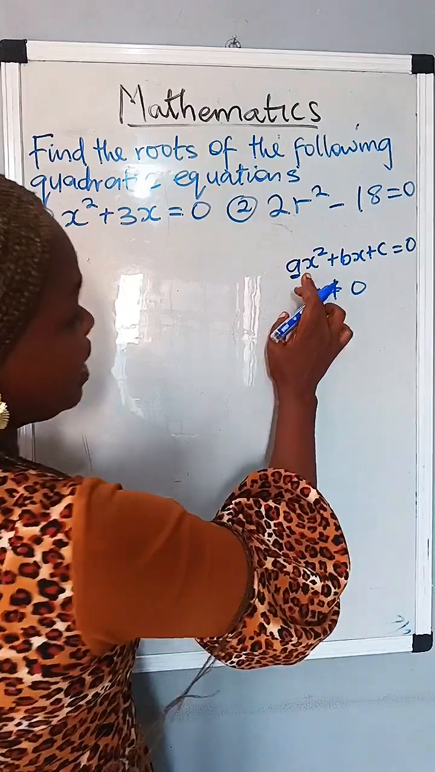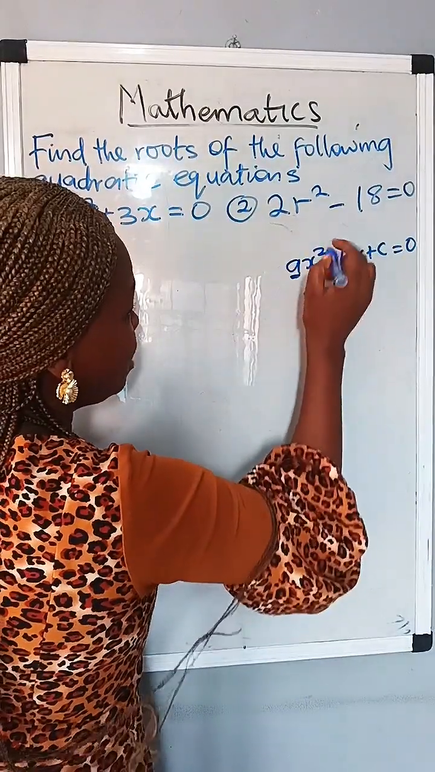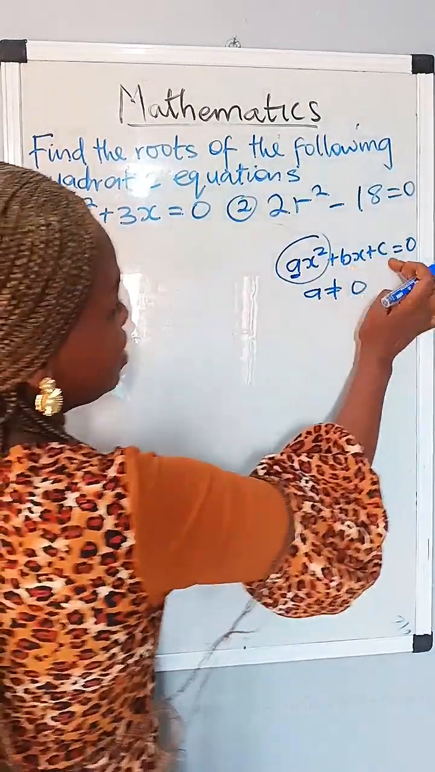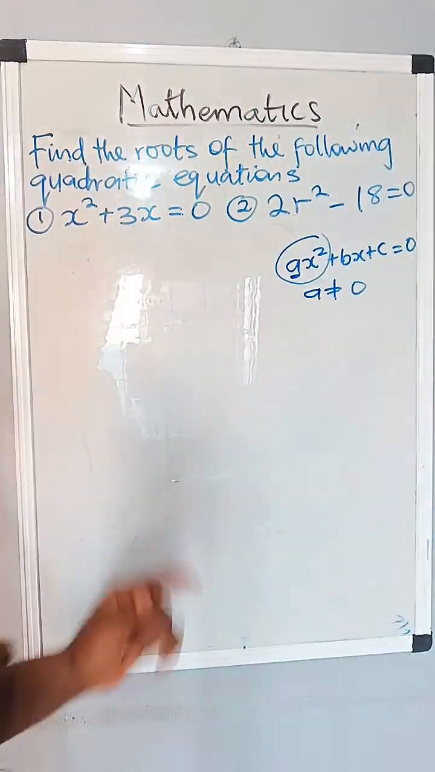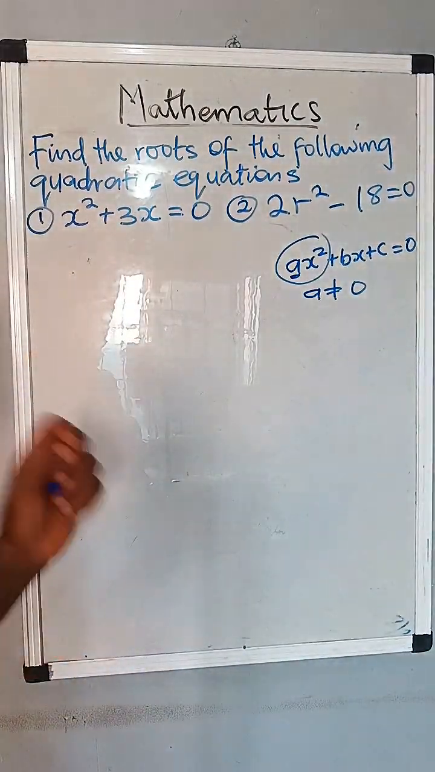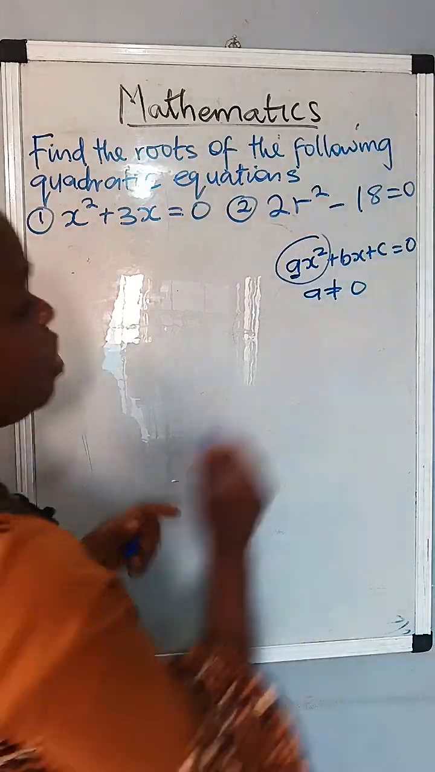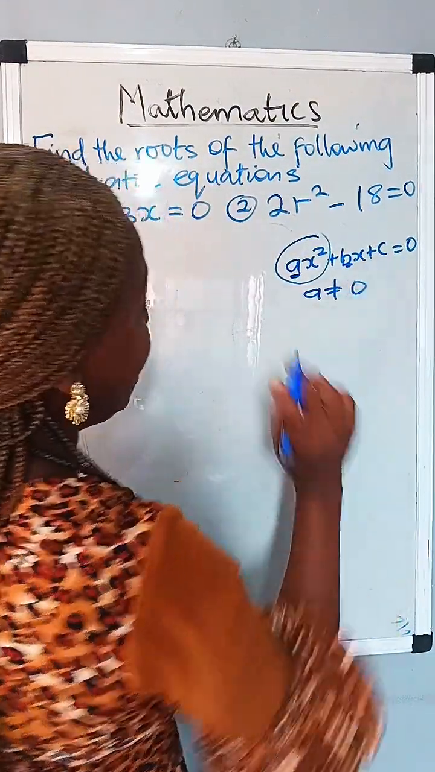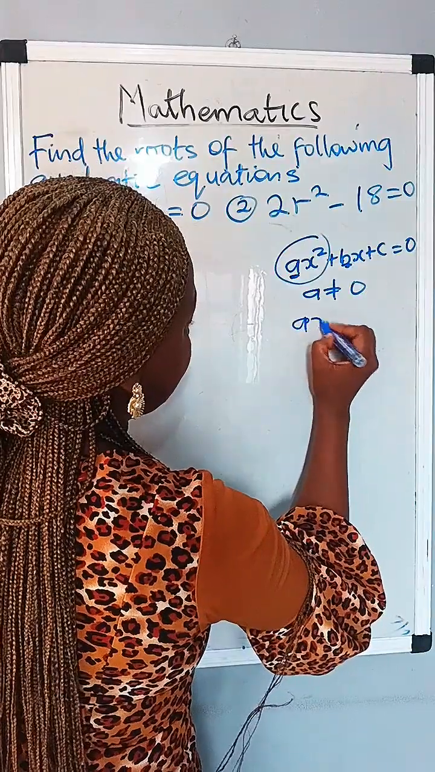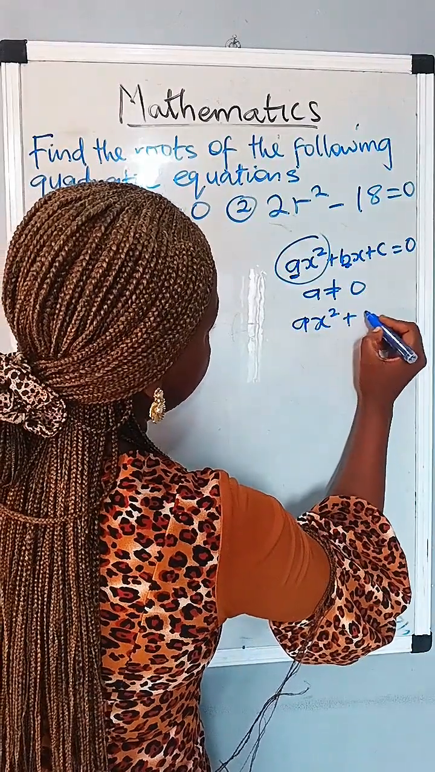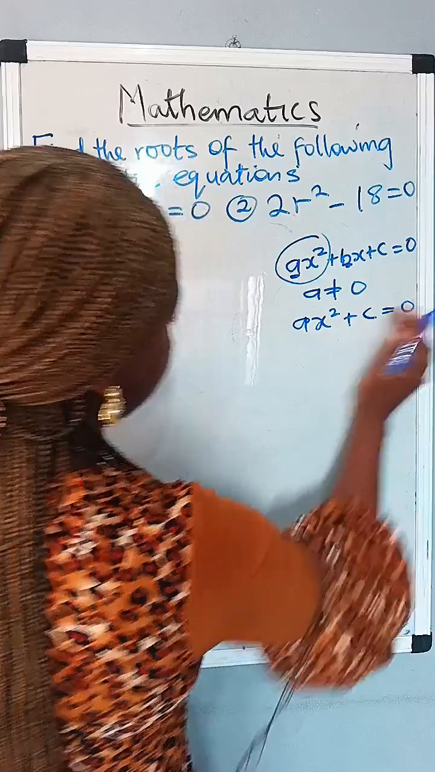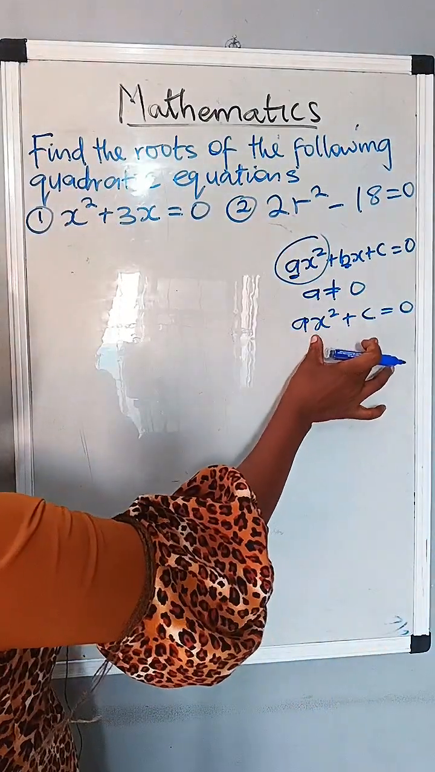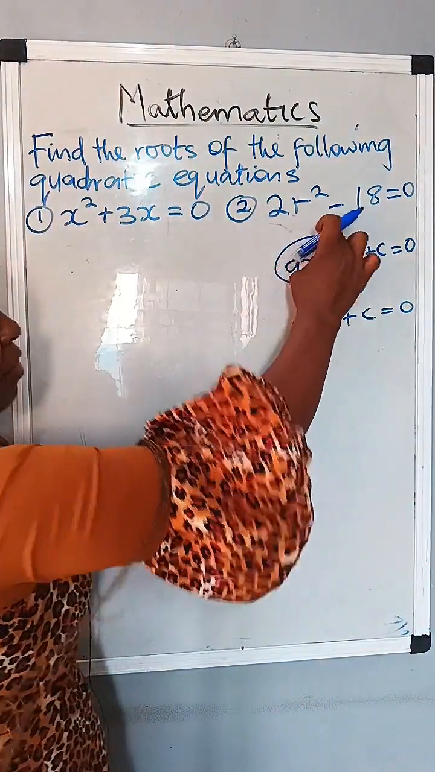Why? Because if a is 0, it will eliminate this term and we are left with this, and this will be a linear equation, no longer a quadratic equation. Okay, also b can be 0. If b is 0, then what we are going to have is ax squared plus c equal to 0. This is still a quadratic equation, and that's the example we have in 2.